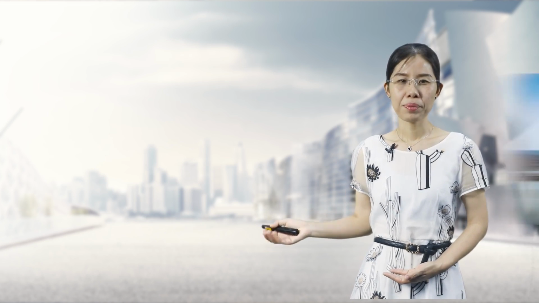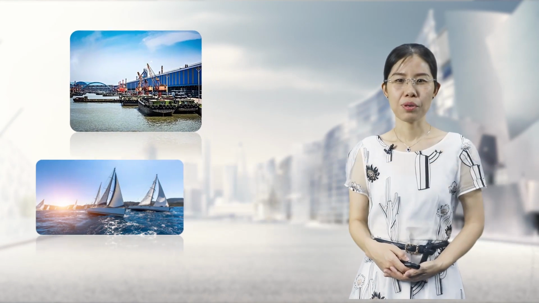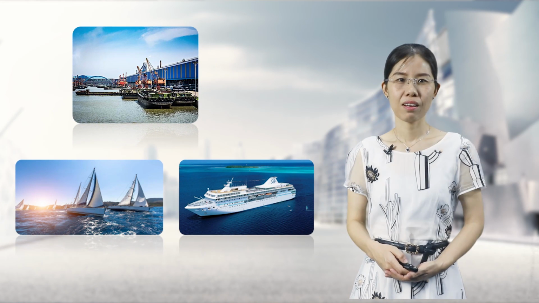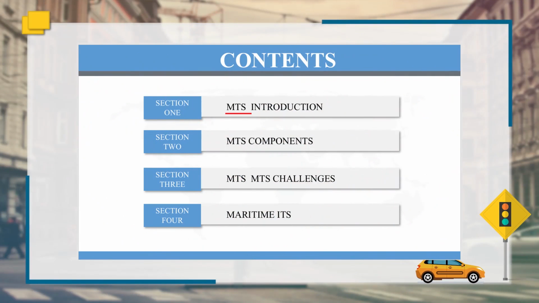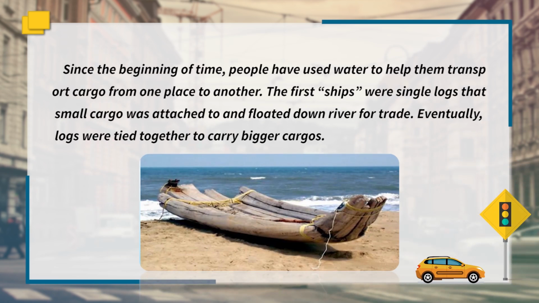In order to make everyone know more about maritime transportation, there are some pictures for it. 1. Pier. 2. Sailboat. 3. Passenger ship. This text has 4 chapters. Section 1, MTS Introduction. Section 2, MTS Components. Section 3, MTS Challenges. Section 4, Maritime ITS. To start with, we will introduce what the Maritime Transportation System is.